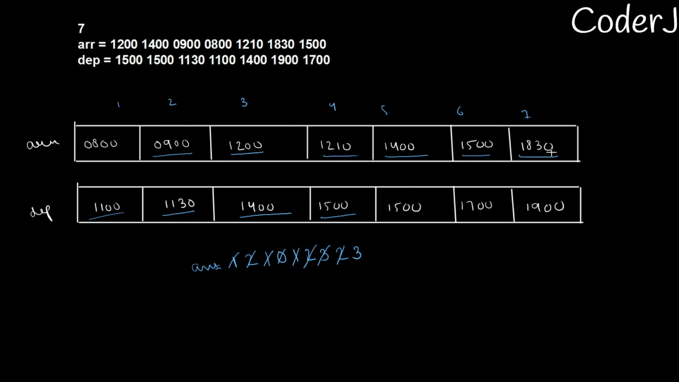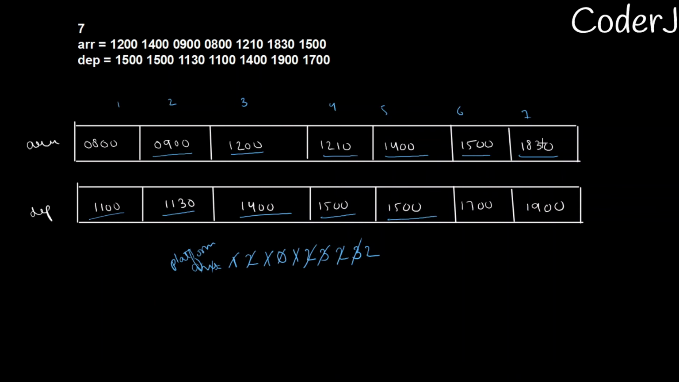You come to train 7. Train 7 will be arriving at 1830. Has any train left before that? Yes, train 4 would have left before that. So your answer will become 2. Actually, more than answer, it makes sense to have written it as platform. So platforms occupied will become 2, and after that you move this pointer a bit forward.